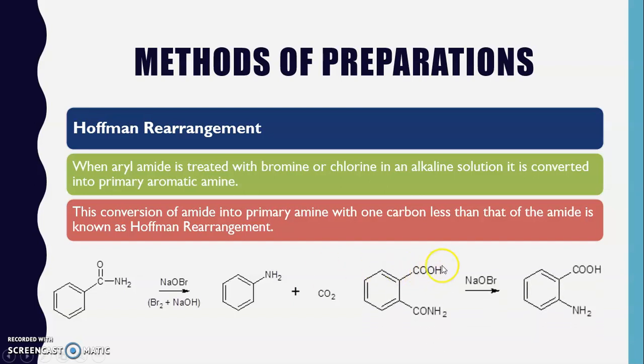Similarly, you can see this is the most common example, where anthranilic acid is prepared by the Hofmann rearrangement. Here you can see the ortho-carboxylic acid, that is benzoic acid, which has an amide functional group at the ortho position. This on reaction with sodium hypobromite, which is prepared by the reaction of bromine and sodium hydroxide, leads to the formation of anthranilic acid, where the amide functional group is converted into the amine functional group. So this is the third method used for the preparation of aromatic amines, that is the Hofmann rearrangement.